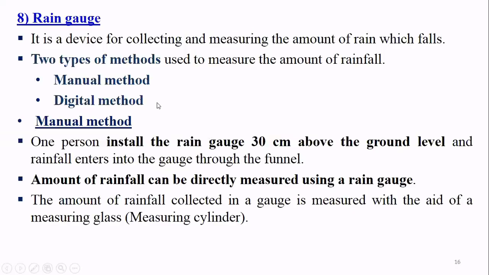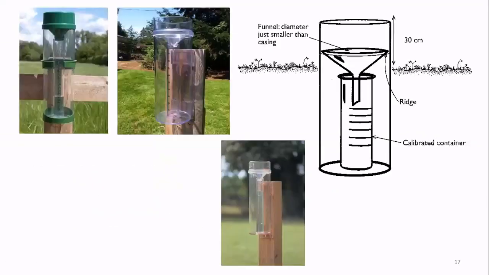Then the rain gauge. You can get this picture. It can be inserted inside the soil, but it can also be placed on a normal surface, 30 centimeters above the surface and 15 centimeters from the surface to the bottom, a total of 45 centimeters. There is a calibrated container. When the rain falls, the rain is collected here, and from the calibrated container you can get the average rainfall.